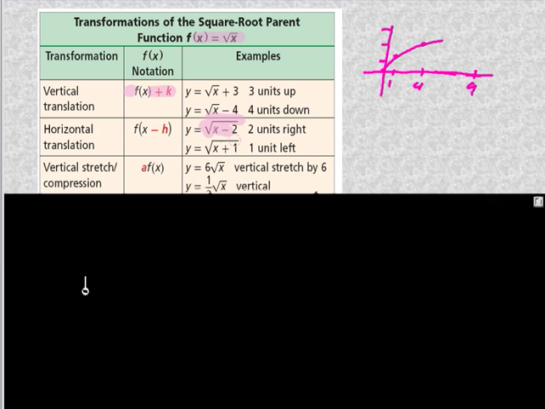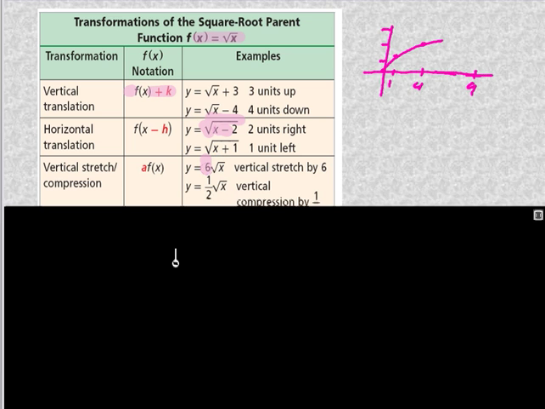Vertical stretch, again, outside the function. So a vertical stretch of 6 is 6 square root of x. A vertical stretch, or compression, of 1/2. So this is a compression, this is a stretch.